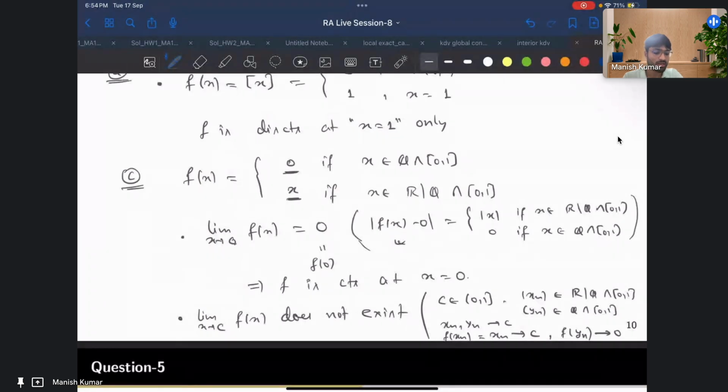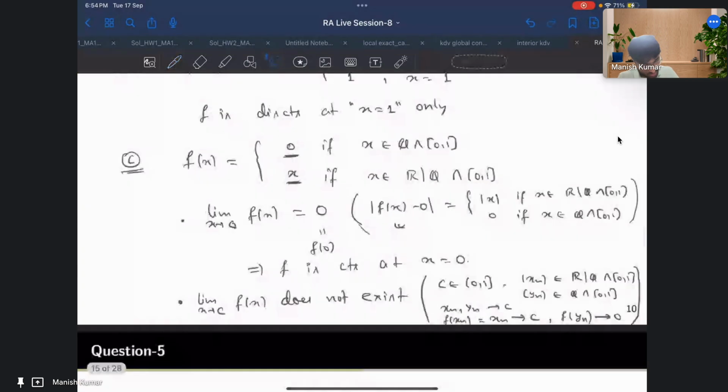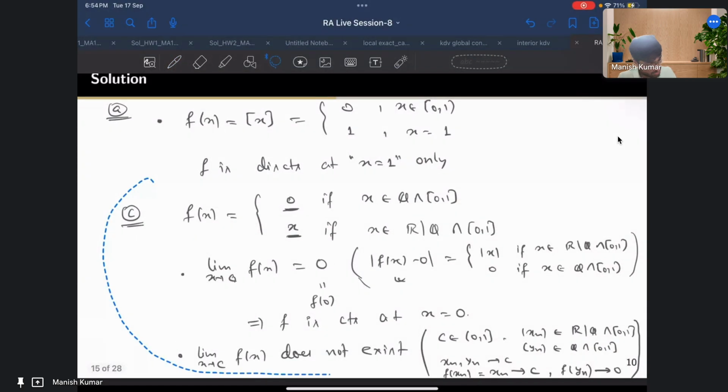This is the sequential criterion: if you can obtain two sequences which are converging to the same point but their functional values are converging to two different points, then you can say that f is discontinuous. So this proves that the limit does not exist. Now since the limit does not exist, you cannot talk about the continuity. So this was the third. For the C part, this would be an example.